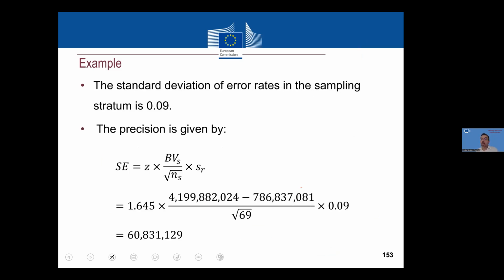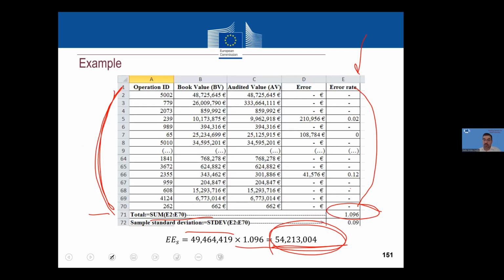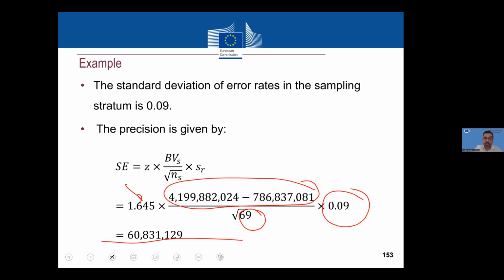The precision. How to calculate the precision? Just feed in the values of the parameters. So that is 1645 as the population size, this is the book value of the non-exhaustive stratum. The sample size is 69, and then the standard deviation of the error weights. For that, I go to my Excel file over these 69 items, and I calculate my usual function STDEV.S, and I got a standard deviation of 0.09. I input here 0.09, and I got this precision of 60.8 million euros, and it's done.